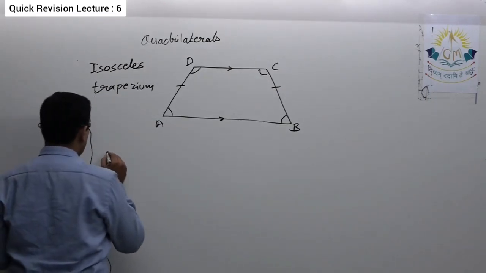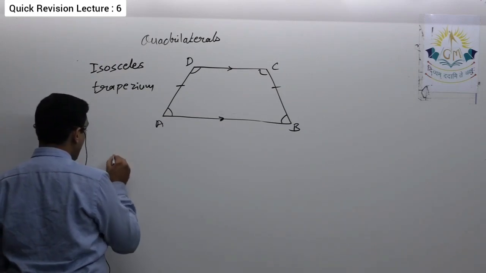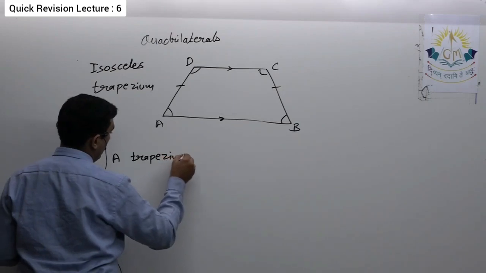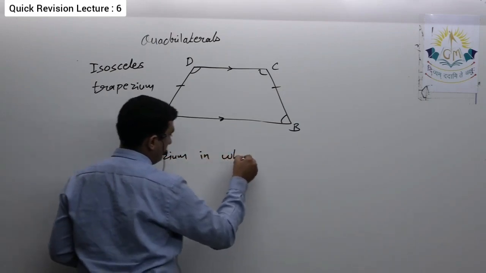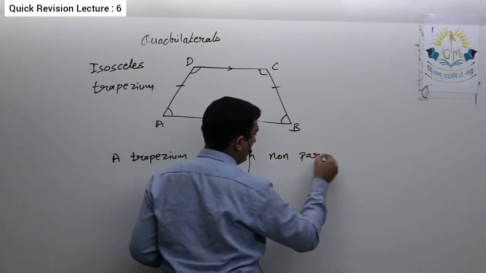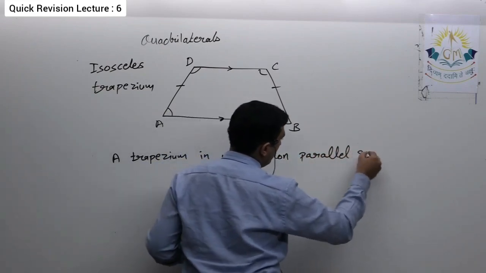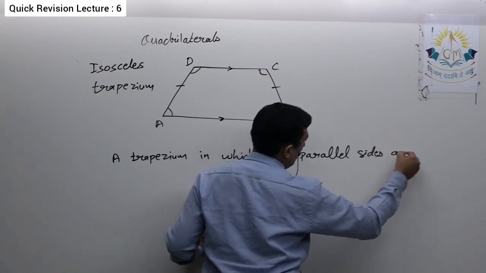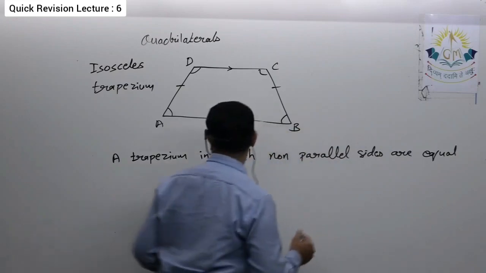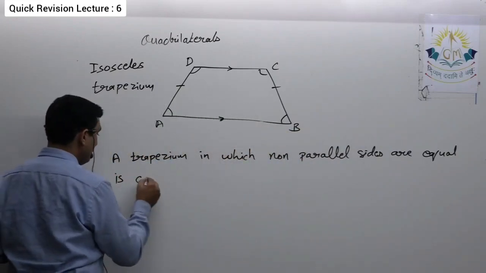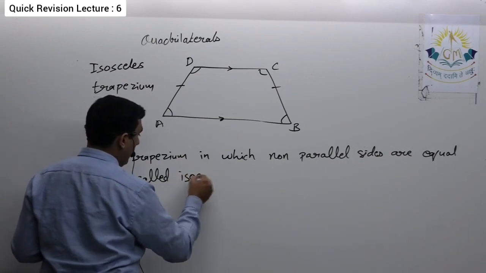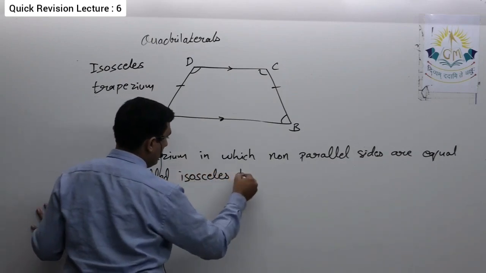A trapezium in which the non-parallel sides are equal is called an isosceles trapezium.